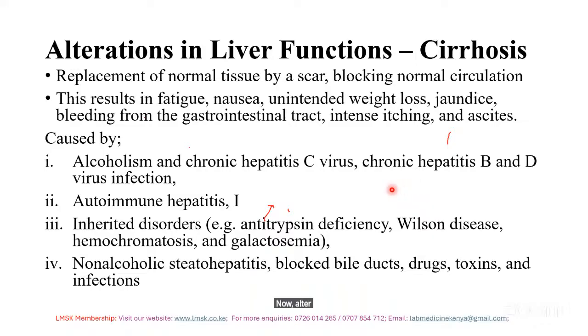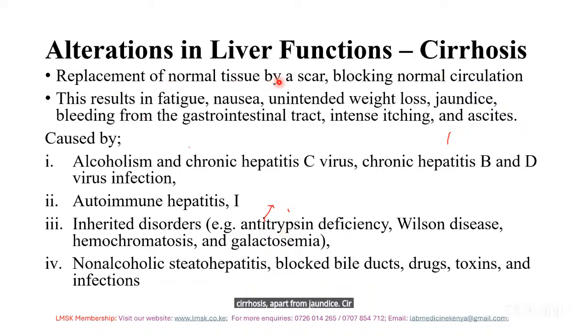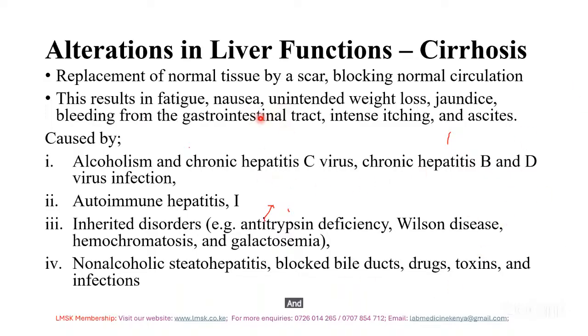Now, alterations of these functions will involve several things. We also have cirrhosis, apart from jaundice. Cirrhosis is just the scarring of the liver tissue. It's normally very soft, but when it is scarring up or forming some sort of hardening and blocking, hardening in itself will lead to blockage of vessels and such kinds of things, which is a problem in itself. And this results in fatigue, nausea, unintended weight loss, jaundice, bleeding from the GIT, and intense itching. Those guys with a lot of bilirubin have a lot of itching because of the bilirubin levels.